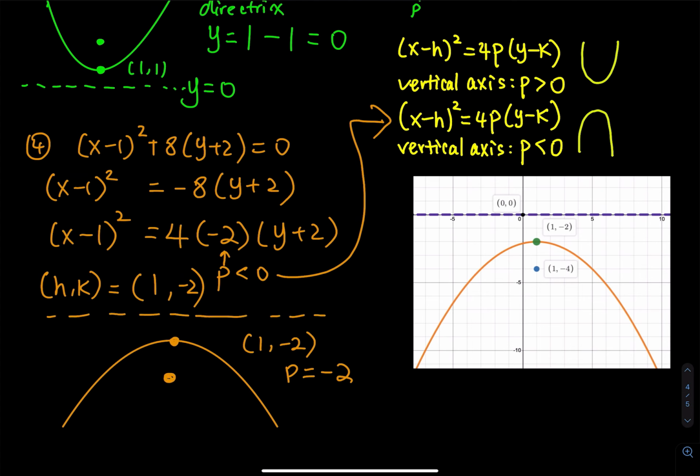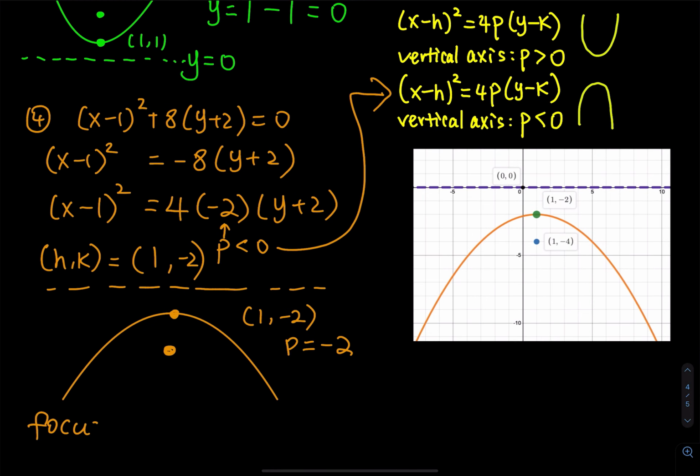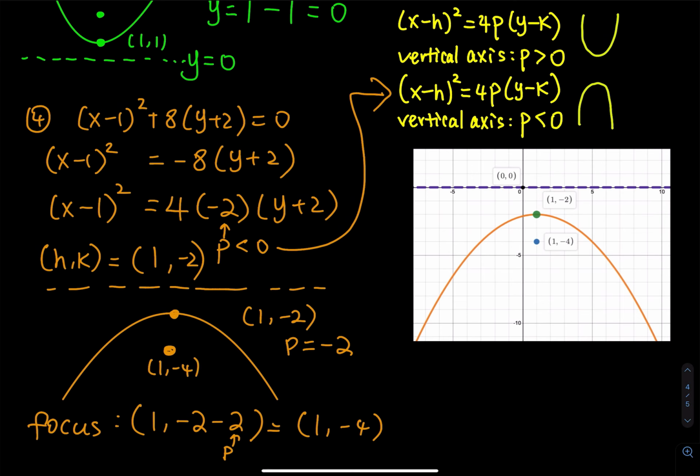The focus is based on the vertex, right? And then you have to go 2 units down. When you go 2 units down, this is p, then the focus is at 1 comma negative 4. So this is 1 comma negative 4, and then for the directrix, you have to go 2 units up, right? So as you can see, the graph is confirming my answer.